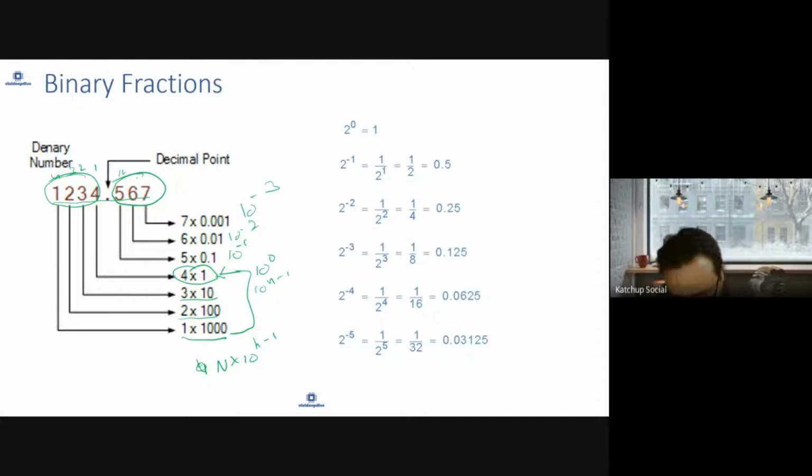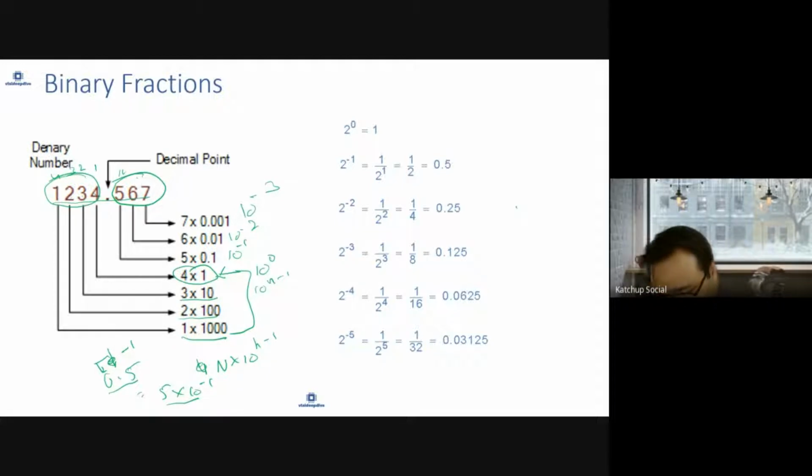So 0.5 is nothing but 5 into 10 raised to power minus 1. And that is because this is the zeroth place. So this is the minus 1 place. Okay, so this is the zeroth place, not the decimal. This is the minus 1 place. So 5 into 10 raised to power minus 1 is 0.5. This is how fractional numbers are represented. In the same way, binary fractions can be represented as well.